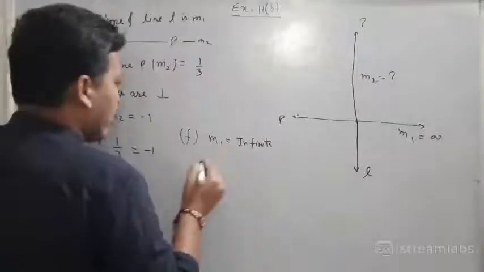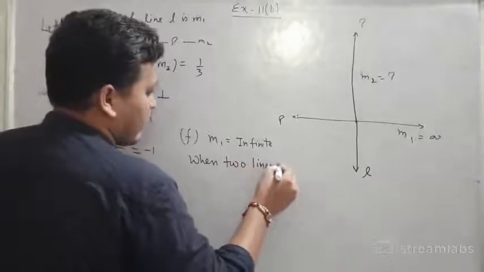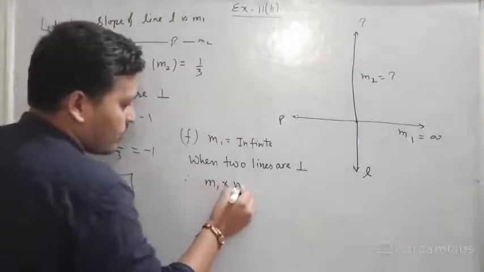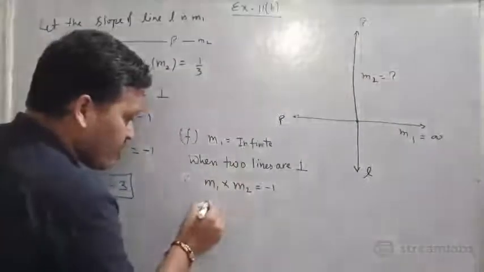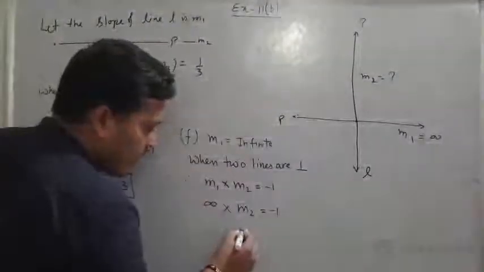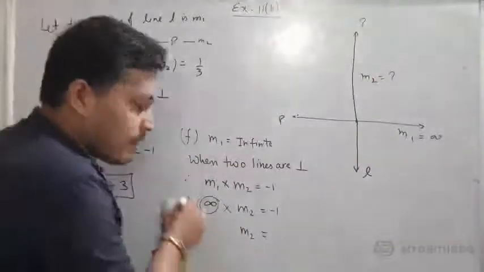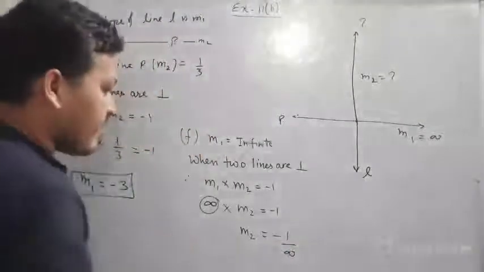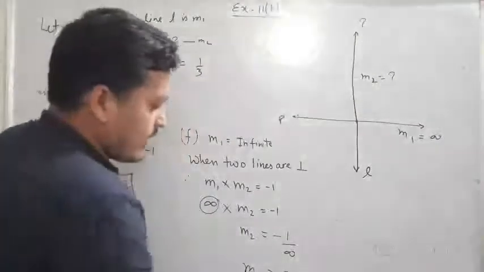As you know, when the two lines are perpendicular, their product M1 into M2 is equal to minus 1. One slope is given as infinite, so we write infinite into M2 is equal to minus 1. We need the value of M2, so we transfer this infinite to the right-hand side. Here it is in the form of multiplication, so it goes to the denominator. So M2 is equal to minus 1 by infinite.